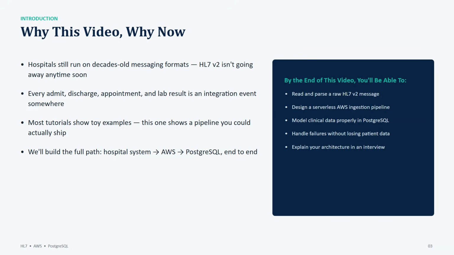Quick context on why this matters. Even though everyone talks about FHIR and modern APIs, the reality is most hospitals today are still pushing HL7 version 2 messages around admissions, scheduling, lab results, all of it. So if you want to work in health tech, you need to understand this world.